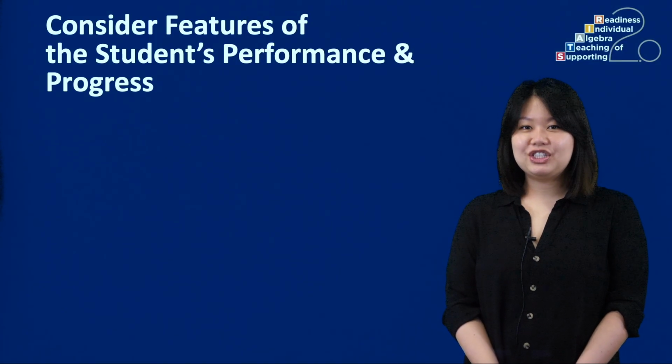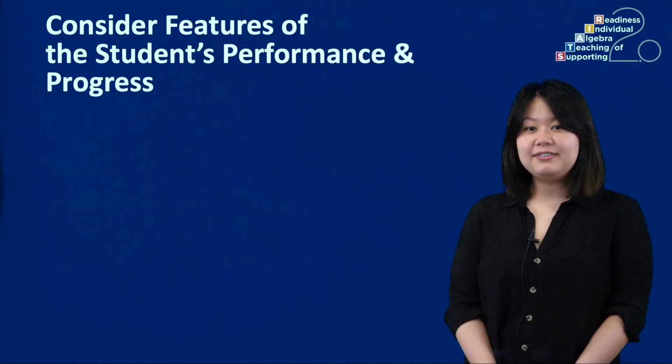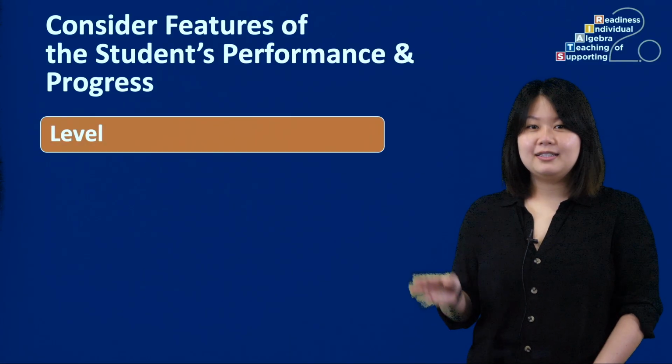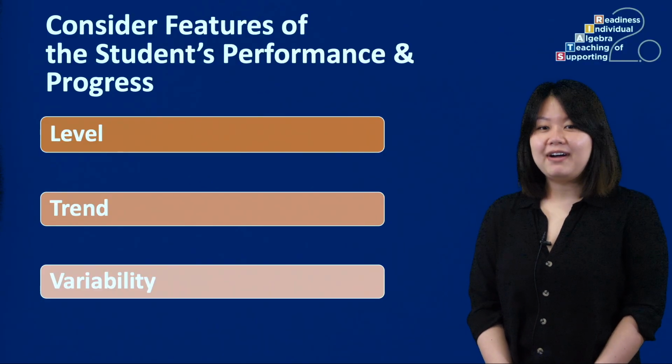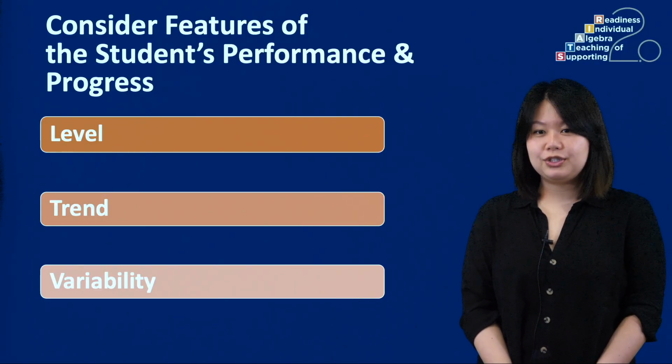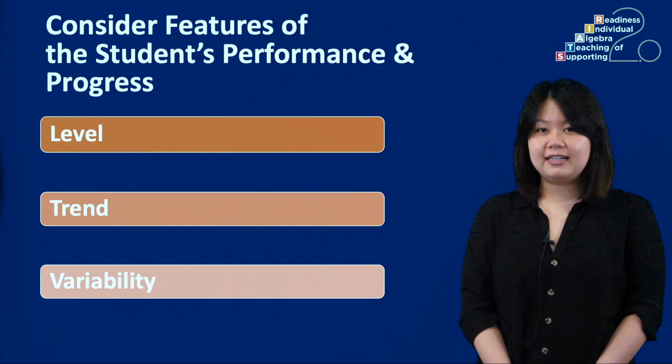Before we make any decisions from students' progress monitoring data, it's important that we understand these three features of graph data: level, trend, and variability. They provide us with important information about students' growth relative to the individualized instruction that has been provided to them.